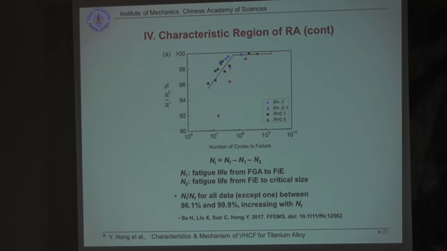The RA region may consume, or will consume, a large number of fatigue life, and also the value of the representative parameter, delta K RA, is quite stable. So it is a characteristic region, and also a characteristic dimension for fractography of titanium alloy.